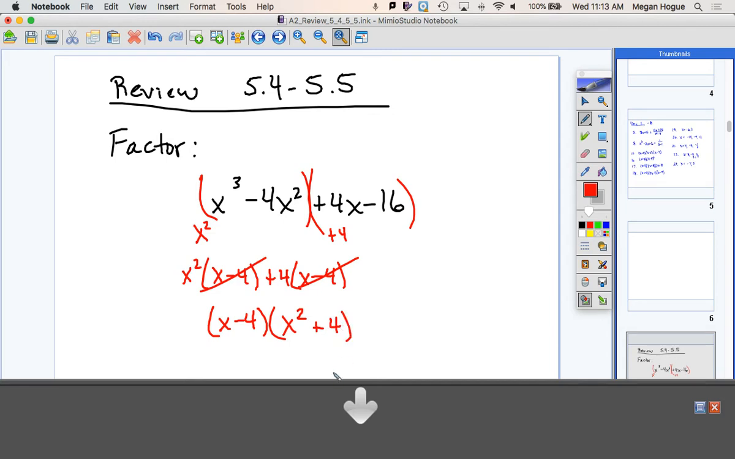When we were in this factoring, we got really good at looking for more factoring, particularly looking at difference of squares. Is this a difference of squares? No. No, because I have addition. So this doesn't factor anymore.